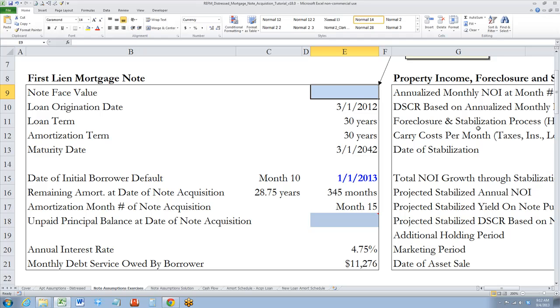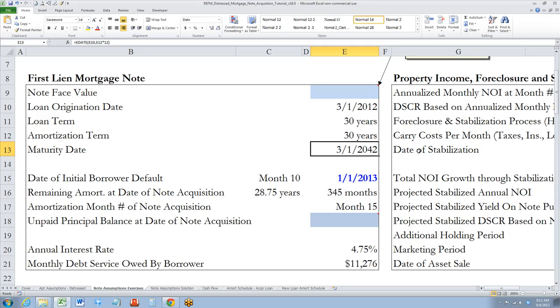The first thing that we need to understand is the nature of the original mortgage note, which will have a face value, an origination date, and a term and amortization term, which will give it, therefore, a maturity date.